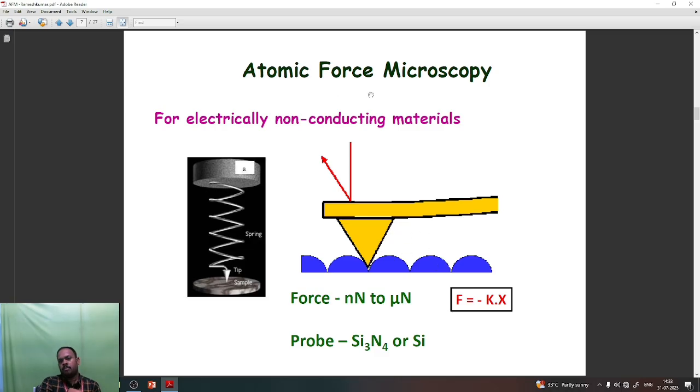The atomic force microscope measures force in the range of nanonewton to micronewton. This is based on Hooke's law, F equals minus k times x, where k is the spring constant and x is the distance between the cantilever tip and the sample surface. The probe is normally made of silicon nitride or silicon. Usually these kinds of materials are used to produce cantilever tips.